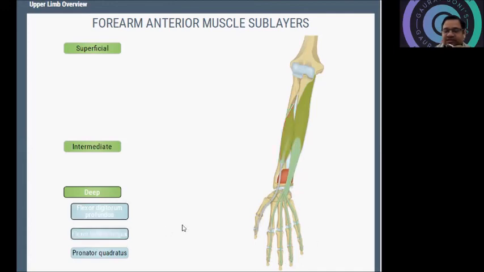And flexor pollicis longus, that is going towards the pollicis, thumb side. Then pronator quadratus, which is helping in the pronation and supination. So these are the muscles which are present in the forearm, posterior compartment.